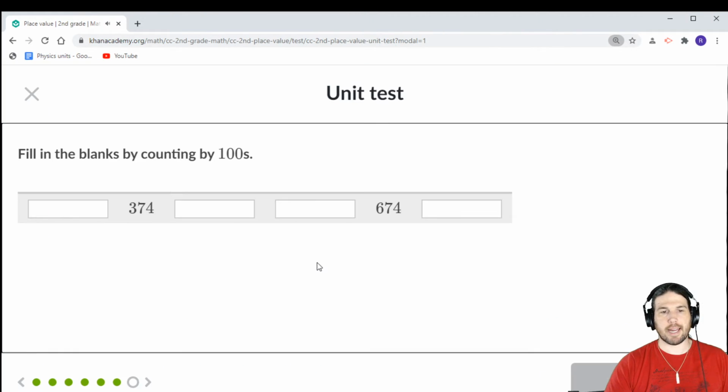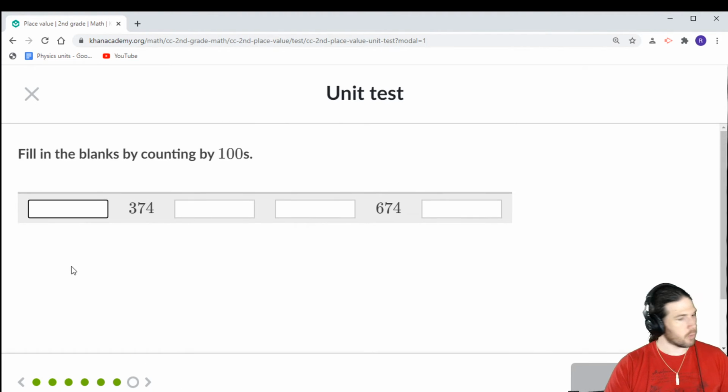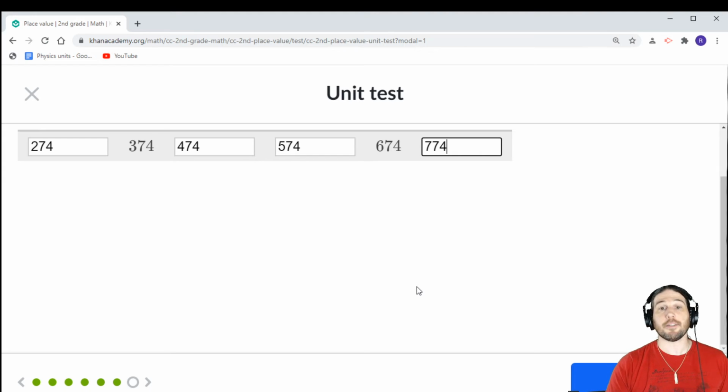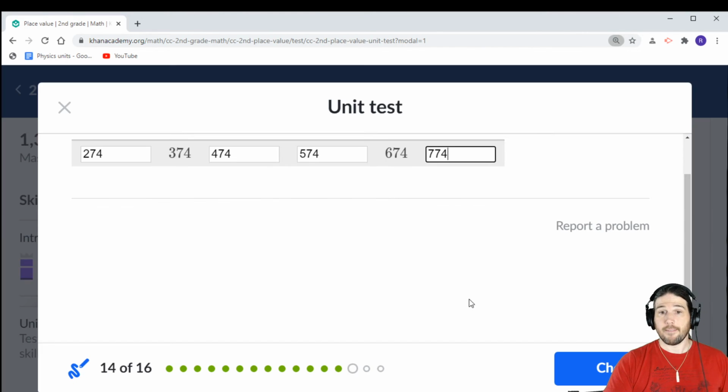Fill in the blanks by counting by 100s. Okay, we'll start with 274, and then 374, 474, 574, 674, and 774. And you'll notice that there are many different ways to say words as well as to write them, yeah? I say 774 because I don't feel like saying the word hundred, and you understand what I mean, and that makes it correct.